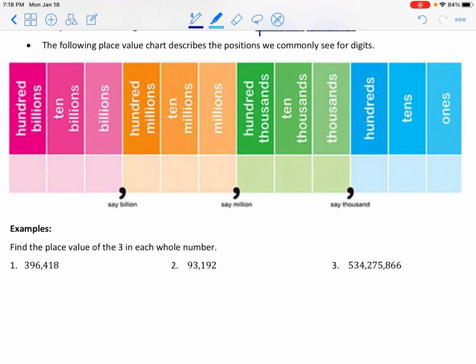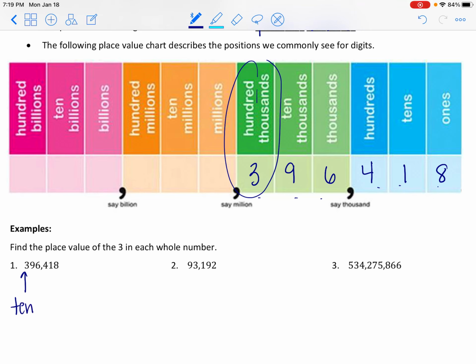Okay, so if we're looking at the number here, 396,418 is how some of you may want to read that, but let's put it in this place value chart. So if I had to put this in the chart, the 3, 9, 6, 4, 1, 8 would go here. So we would fill it in basically from the right, okay? So we would read this number as 396,418, okay? So if I said to find the place value of the 3, right, that's what we're looking for, the 3 in this number, the 3 is in the 10,000s place.